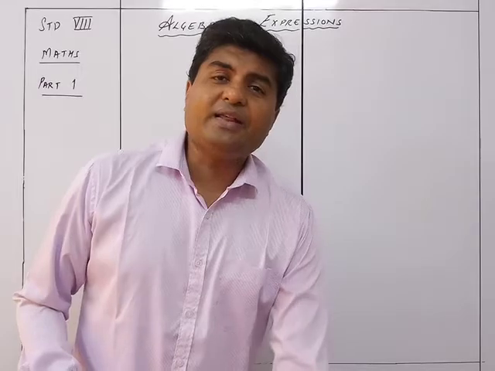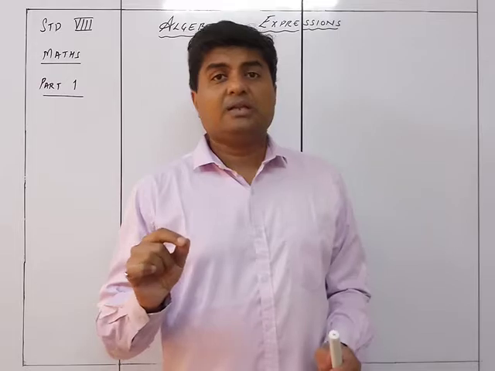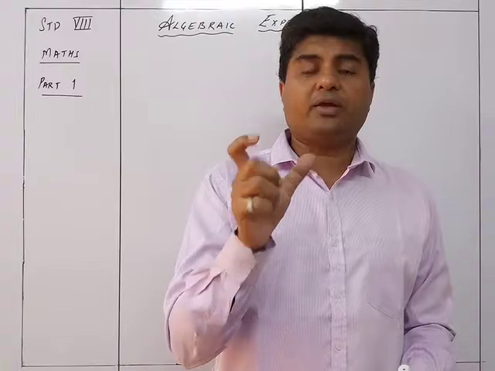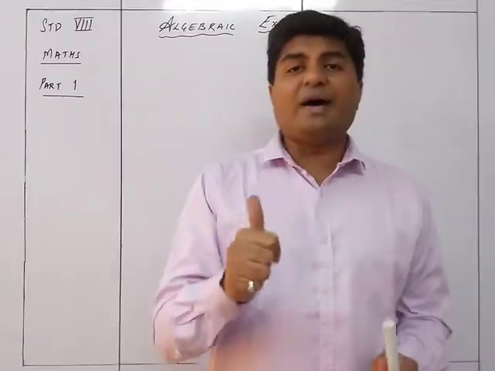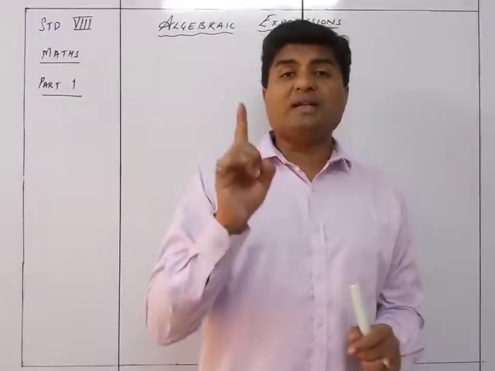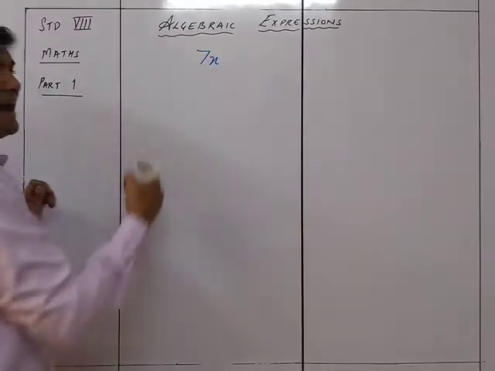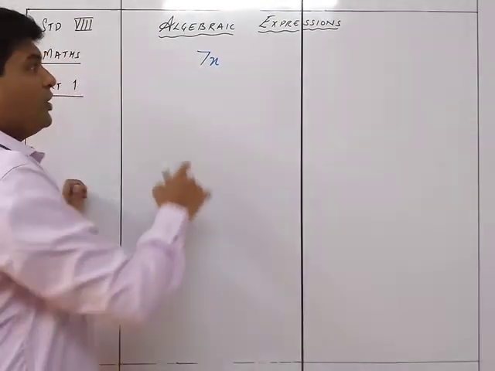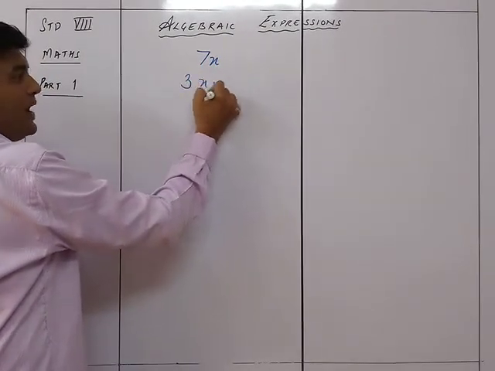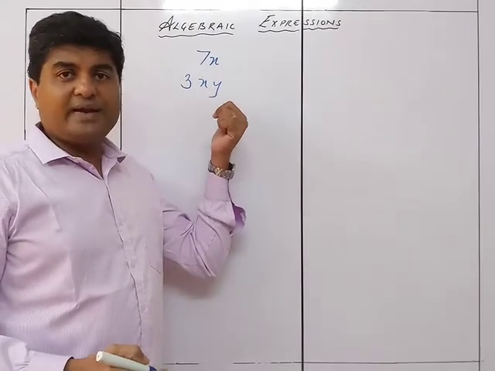So how do I identify the number of terms? The number of terms are identified by the number of plus or minus signs in that particular expression. If there are no plus or minus signs in the expression, then it is one single term. Like for example, if I say 7x, is there any addition or subtraction sign in between? No. Therefore, this is one term. If I write over here 3xy, is there any kind of addition or subtraction sign in between? No. So again it is one term.